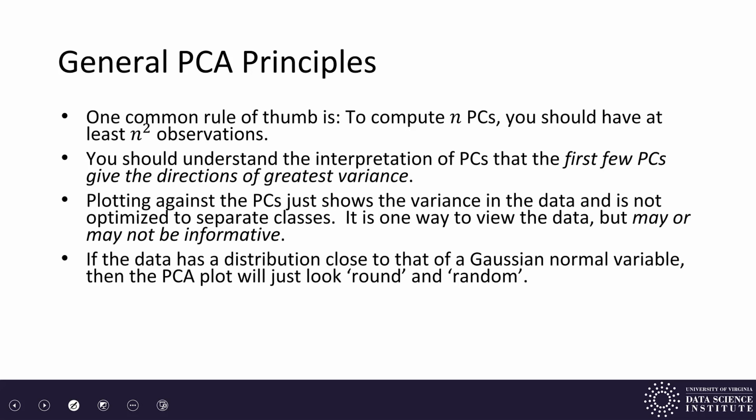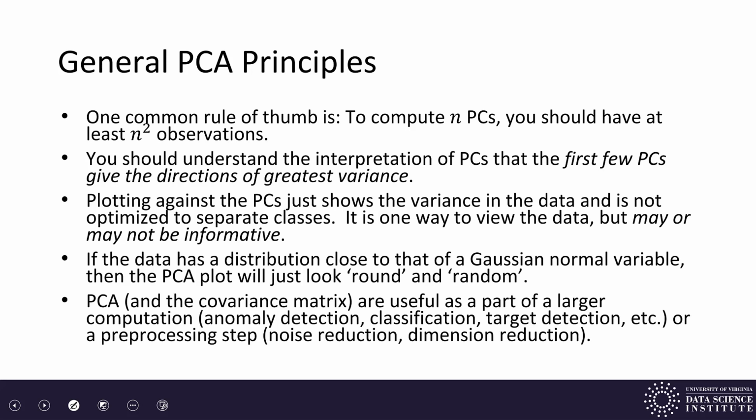Another thing that's interesting to know about PCA, if the data has a distribution close to a Gaussian normal random variable, then the PCA plot, that projection will look round and normal. So if you remember, the multivariate Gaussian distributions have those ellipsoids. When you project down in the principal components, those ellipsoids become circles. PCA and the covariance matrix, they're useful as a larger computation for other methods, so anomaly detection, classification, target detection. So these are underlying mathematical tools for a lot of different methods. These can be used for noise reduction in digital images or in sound, as well as dimension reduction.